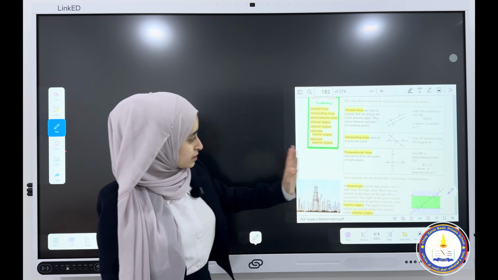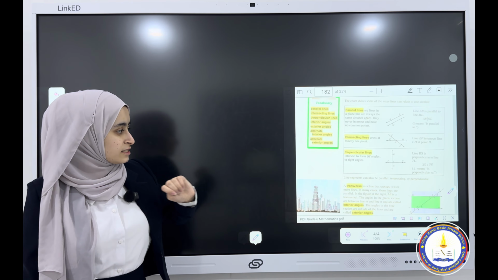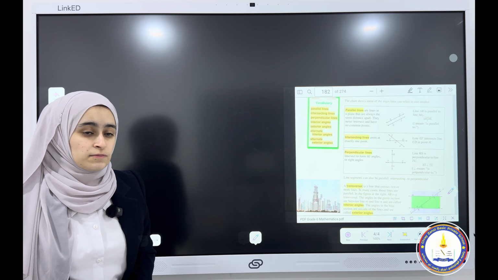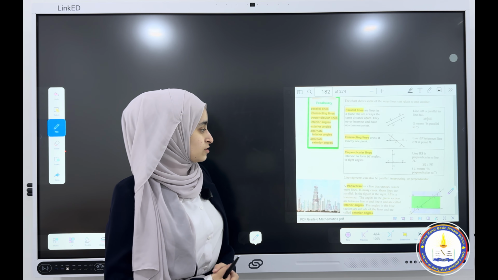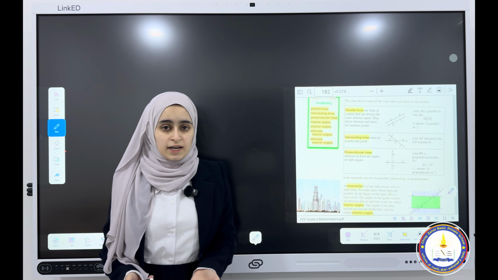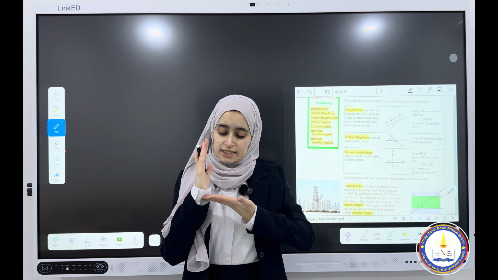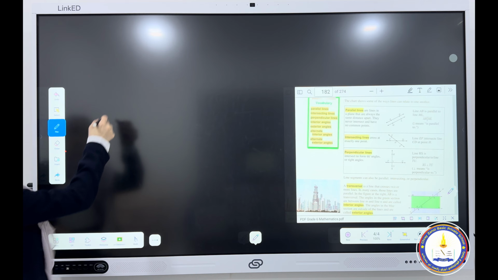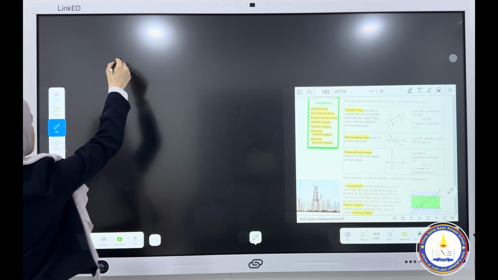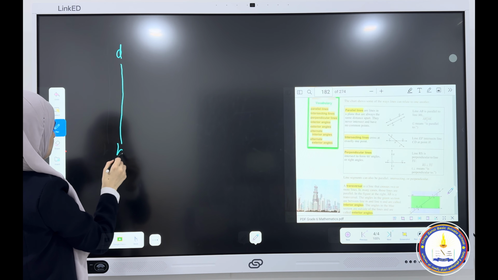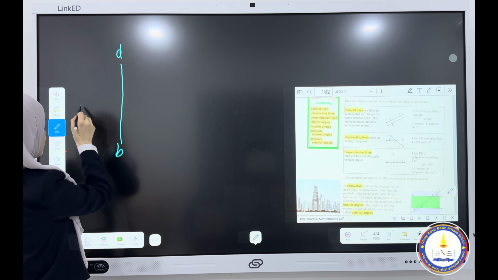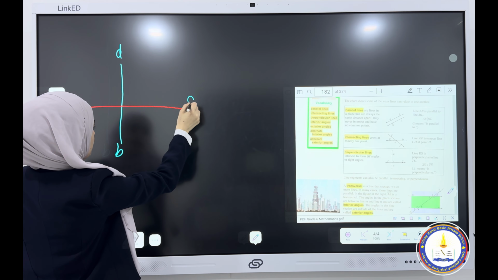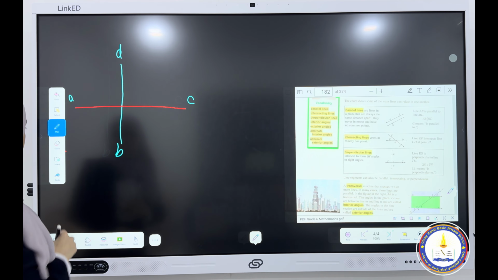Now let's have the third type of lines, which is perpendicular lines. They intersect to form 90-degree angles or right angles. We know that a right angle is 90 degrees, exactly 90 degrees. Let's have an example. This is DB, okay, and this one is AC, okay.